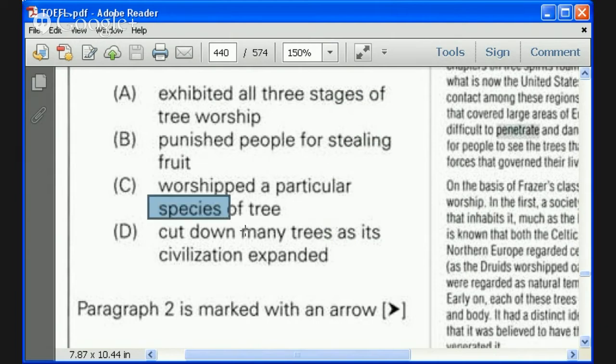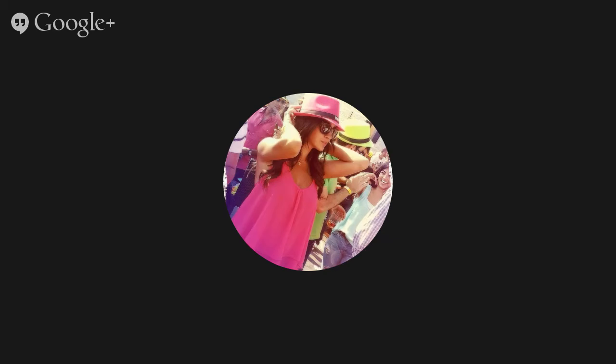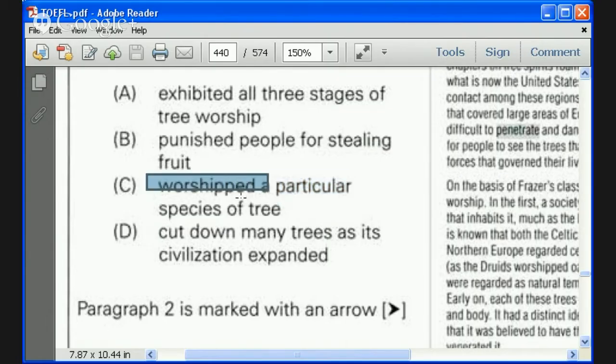Well, there's species, particular species, not separate. And there is worship, and there's worshipped as well. Sometimes you'll get lucky, and one of the keywords will be right there, like species here. Many times, particular or worship, they use synonyms to give you the correct answer. That's usually, in fact, what they do. This time it was pretty easy.